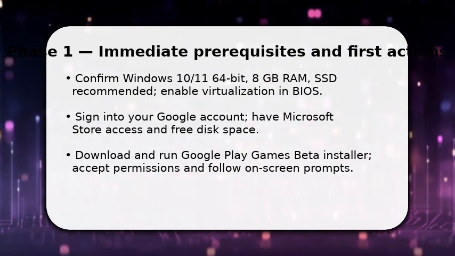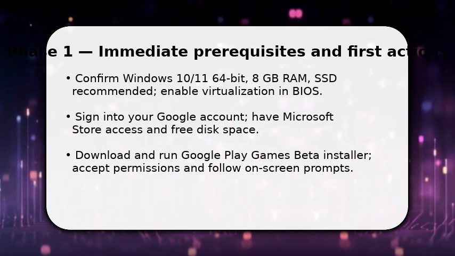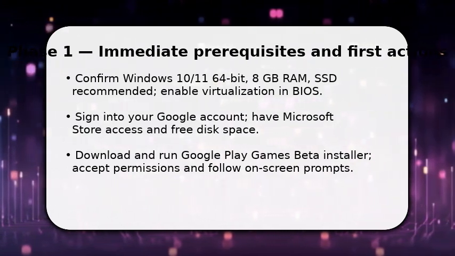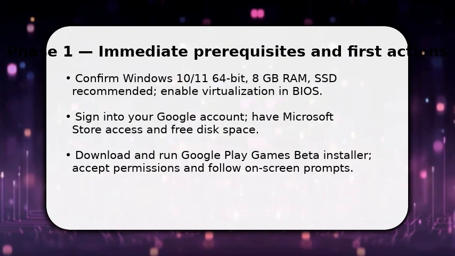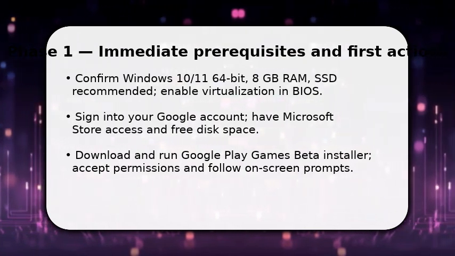Then download and run the Google Play Games beta installer, accept the permissions, and follow the on-screen prompts to begin the setup. This gets the core system files in place.